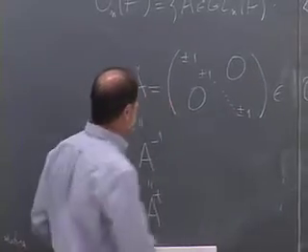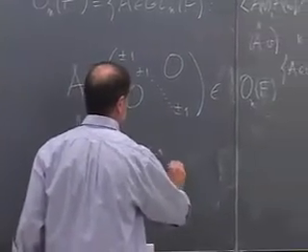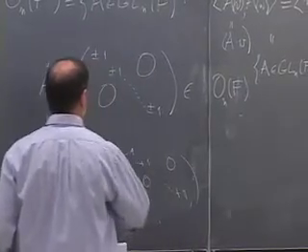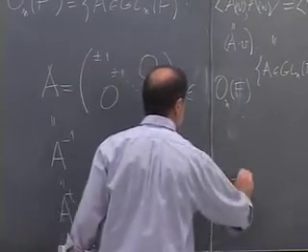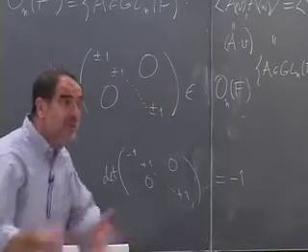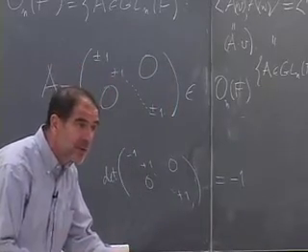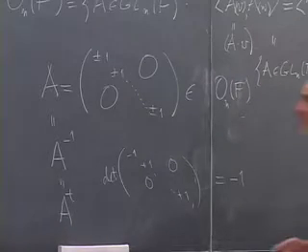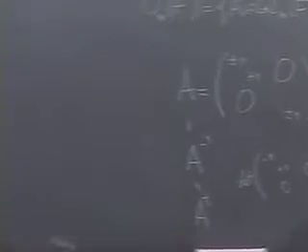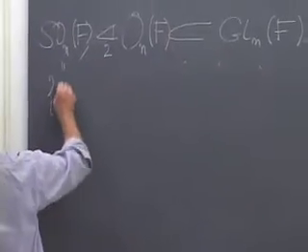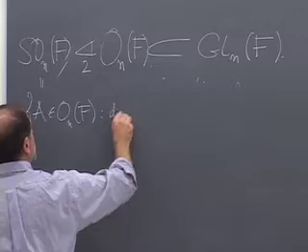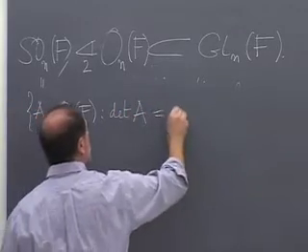And in particular, if you took the matrix that looked like this, minus 1, plus 1 down the diagonal, you'd find the determinant of this is equal to minus 1. So you can have both determinants plus 1 and minus 1. In particular, you get a subgroup where the determinant is plus 1. That's this group. A in O_n(F), such that the determinant of A is equal to plus 1.